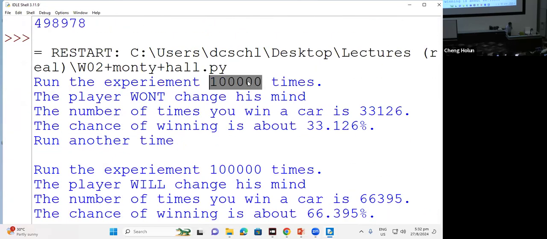After I run 100,000 times, if the player won't change his mind, his number of times hitting the car is this number, and the percentage is 33.1%. That is about 1/3, right? But if he switches and changes his mind, his number of hits is this, which is 66%, or 2/3. So I don't need to know the maths. I just need to run the experiment to tell what the answer is. A lot of the time, you can do experiments to find numbers like that.